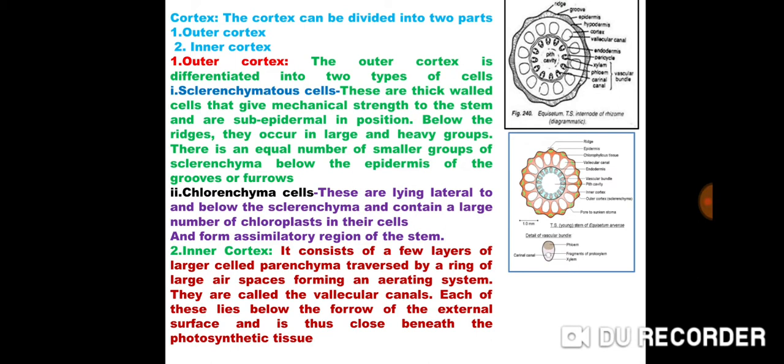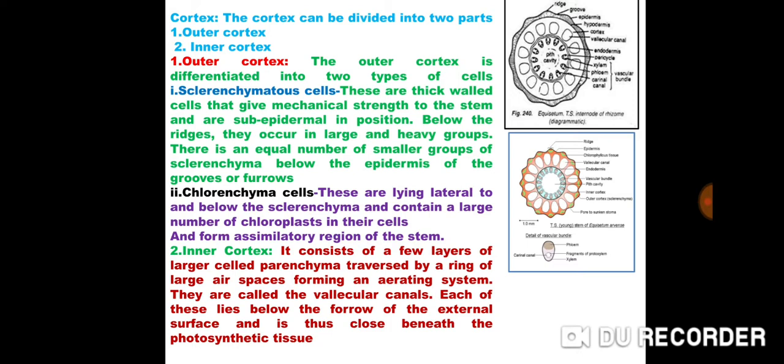Below the ridges, they occur in large and heavy groups. There is an equal number of smaller groups of sclerenchyma below the epidermis of the grooves or furrows. Then chlorenchyma cells. Chlorenchyma cells means parenchyma cells containing chloroplasts. These are lying lateral and below the sclerenchyma and contain a large number of chloroplasts in their cells and form assimilatory or photosynthetic region of the stem.